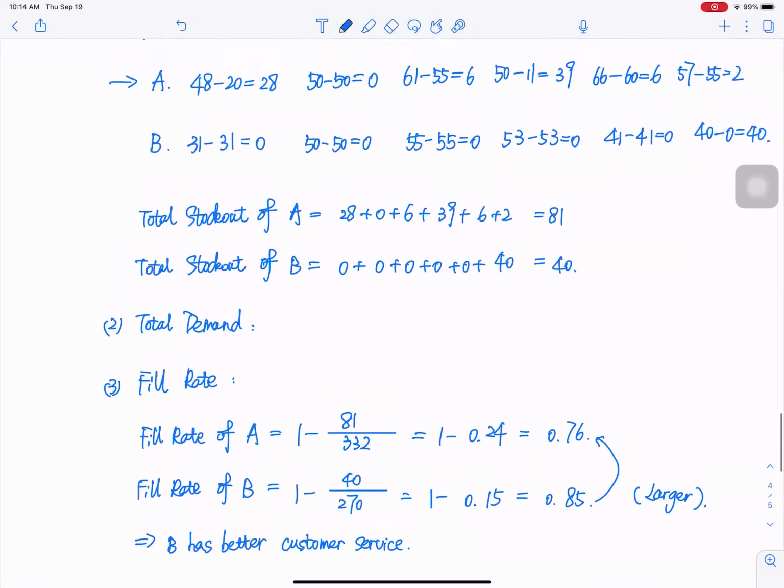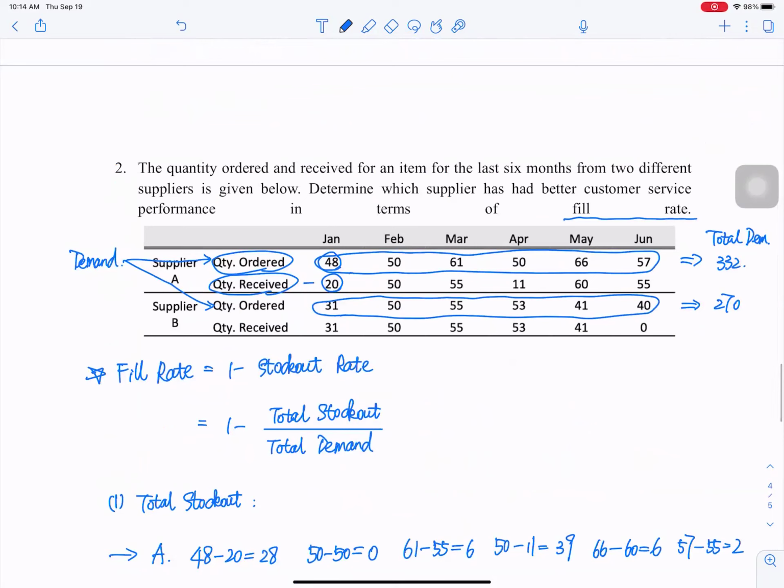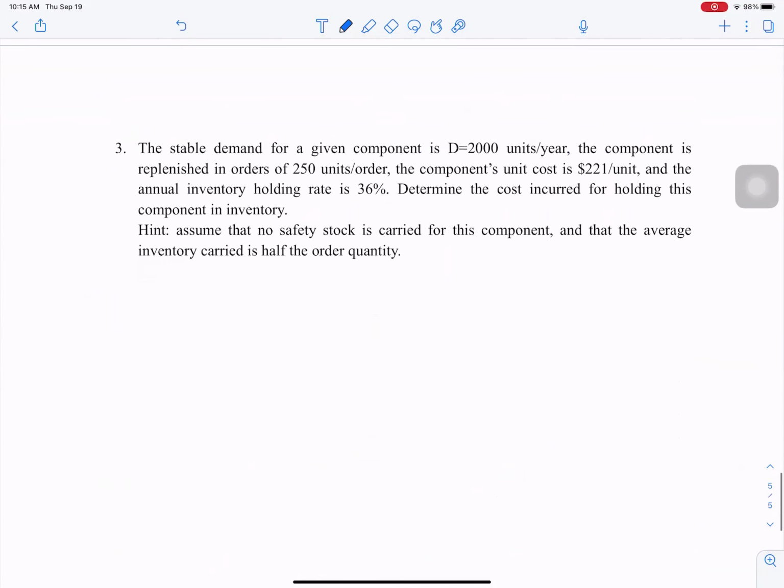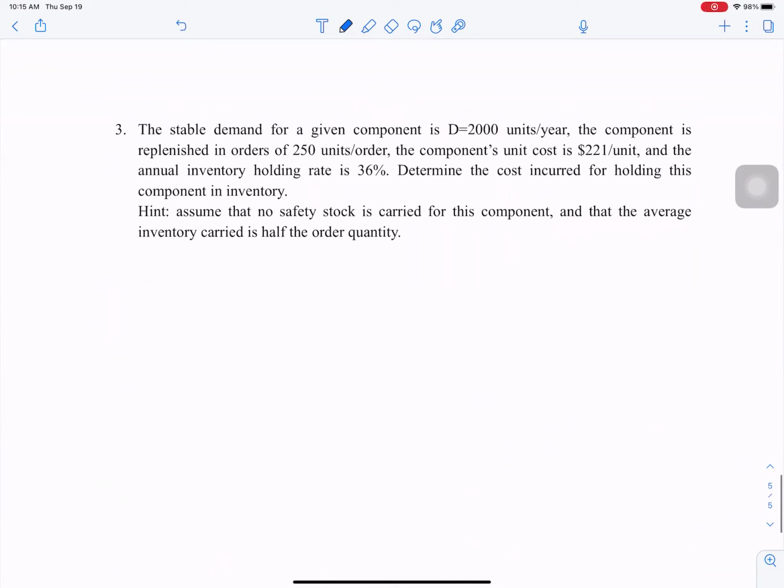All right. So that's all for question 2. Then let's move to question 3. So for question 3, we need to calculate the cost incurred for holding these components in inventory. And there is a hint telling us that we need to assume there is no safety stock carried for these components.